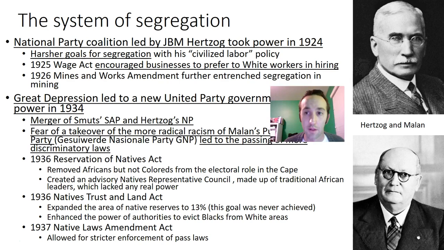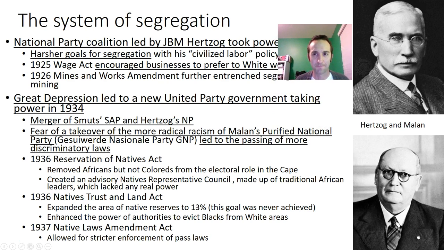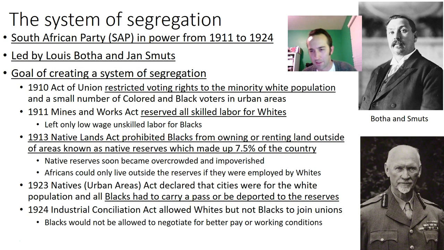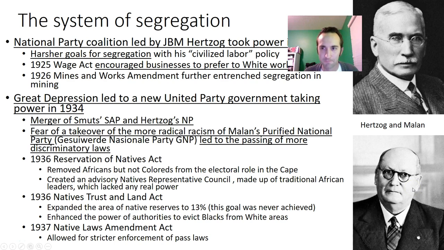Then the Great Depression comes along and changes things a bit. The Great Depression leads to a new United Party government taking over in 1934 because with the economy crashing, people get nervous and want to switch up their governments. Anytime the economy crashes, we switch parties in America. It's very common. And so we see this new party where we merge Smuts, up here, he is the general down there with a little goatee, and Hertzog's NP up here with a mustache. And so the facial hair party.